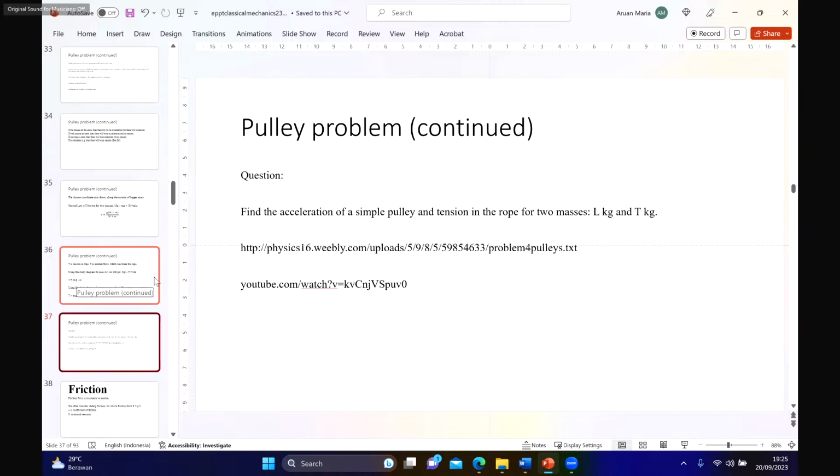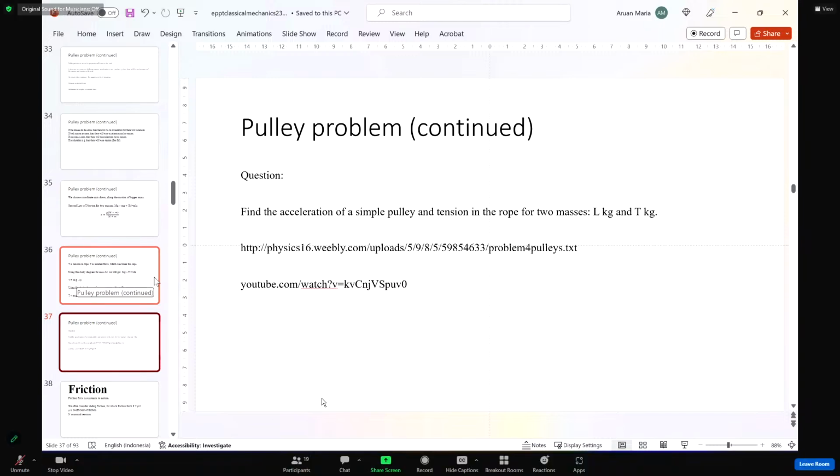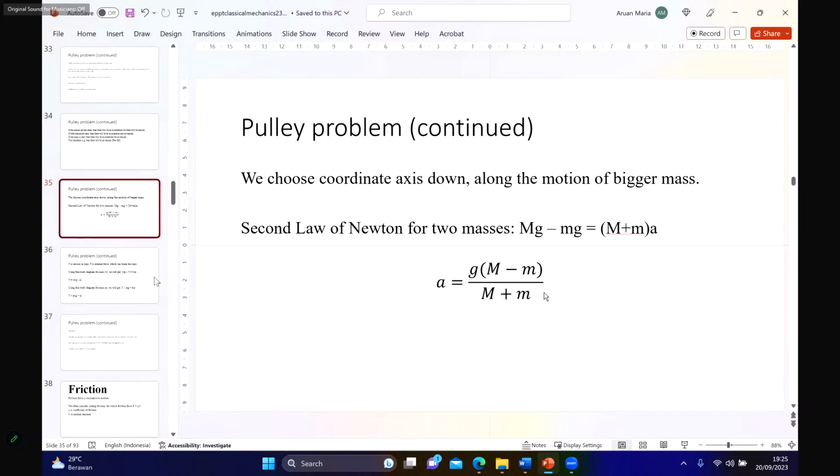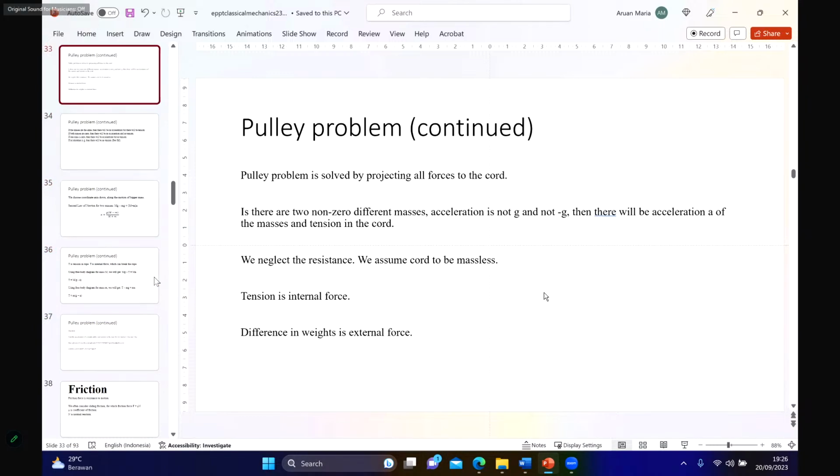Sir, I want to ask something. Is the mass of the rope calculated in this case? No, it is considered to be massless. I think I have mentioned this in one of the slides. We neglect the resistance. We assume the cord to be massless.